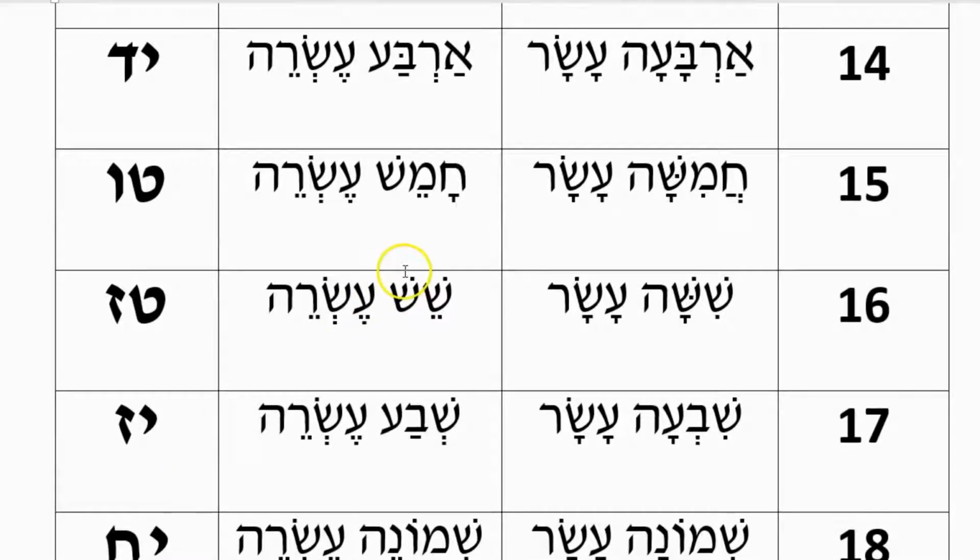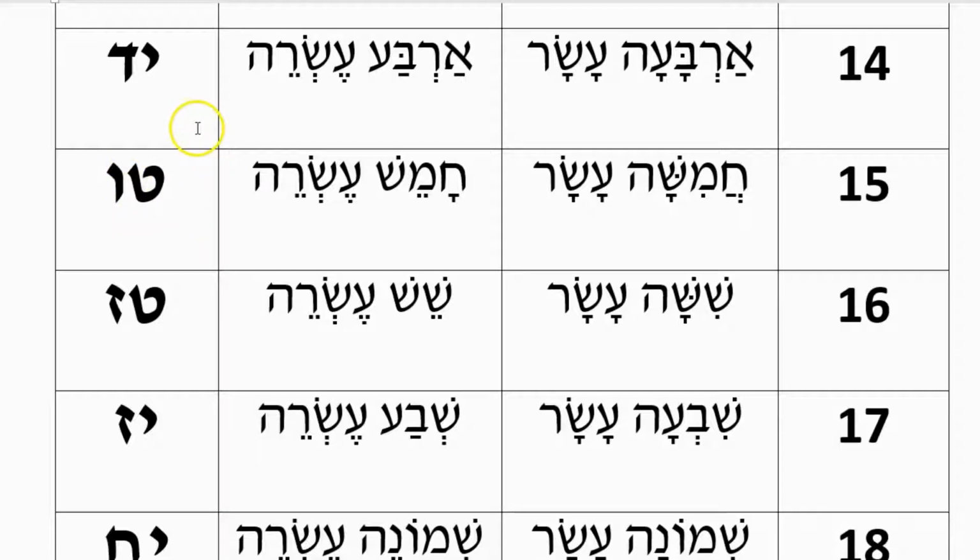Okay, further, 15. Chamisha Asar. And then the feminine, Chamesh Esrei. And we write that as Tet Vav.